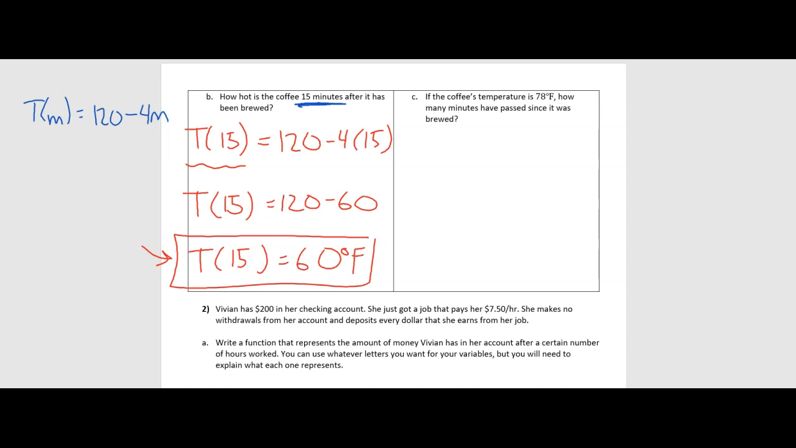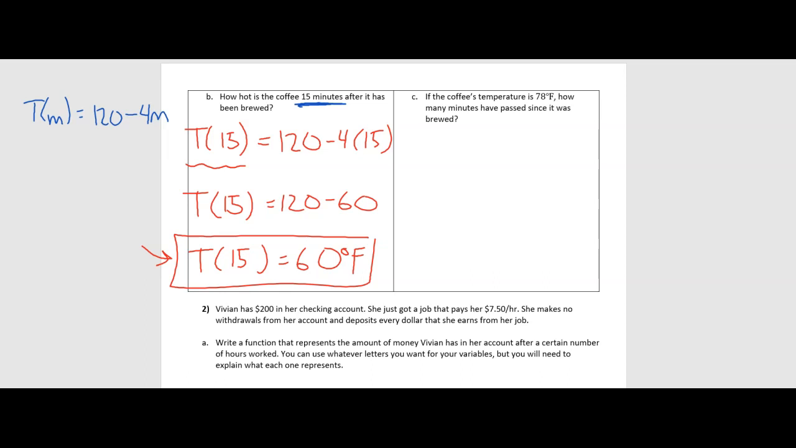See if you could write a sentence that represents what I have in that box, or be able to say it verbally. So we would read this as, the temperature after 15 minutes have passed is equal to 60 degrees Fahrenheit. Okay, on to part C. It says, if the coffee's temperature is 78 degrees Fahrenheit, how many minutes have passed since it was brewed?